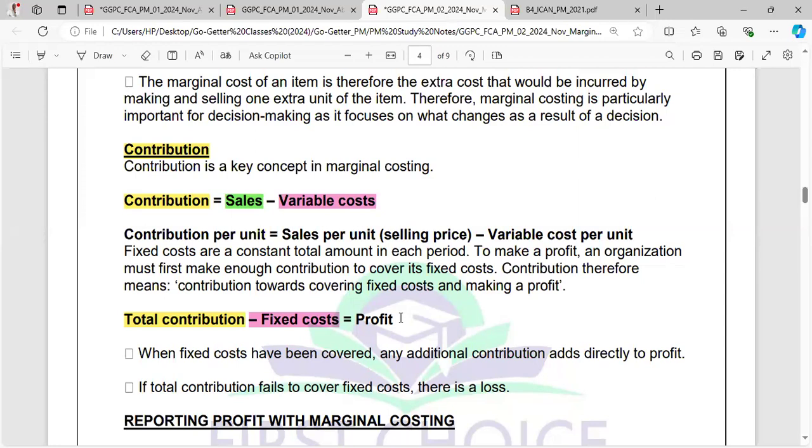Now, when you've gotten total contribution and you minus your fixed costs, if you make a profit, then it's fine. If your contribution is enough to cover your fixed costs, then you've made a profit. Then any other contribution that you are making, maybe you increase your sales price or you increase your sales volume, you'll be having more profits. Because once your total contribution has covered your fixed cost, any other thing that you make is profit. But if your contribution fails to cover a fixed cost, then you'll be making loss.